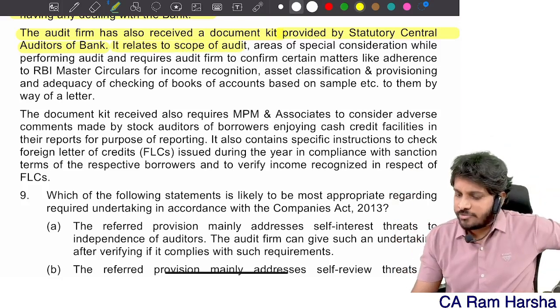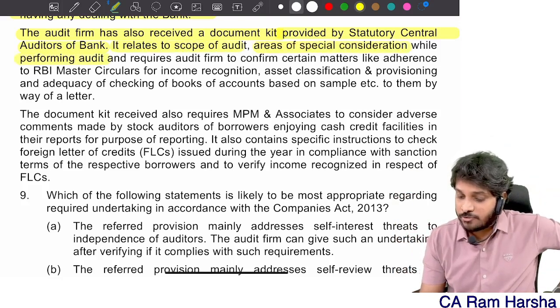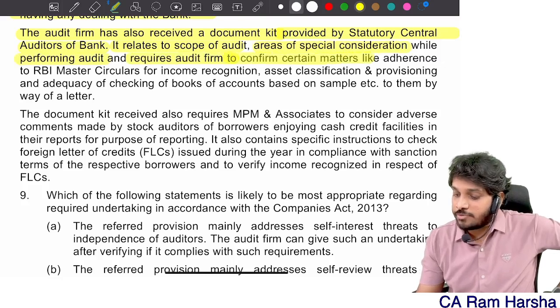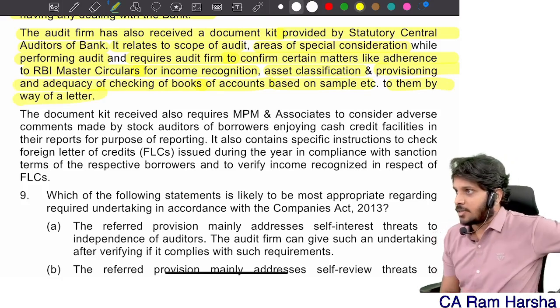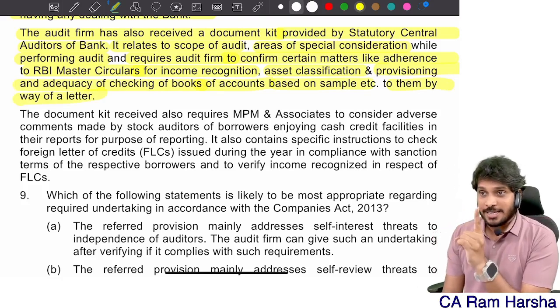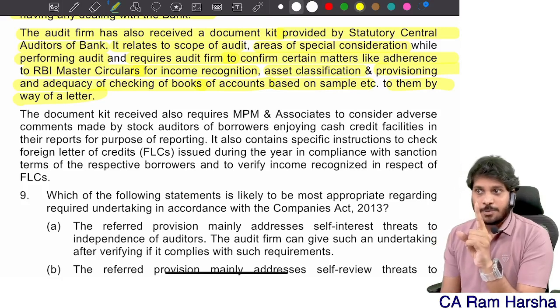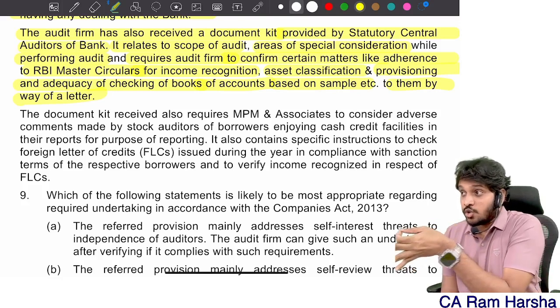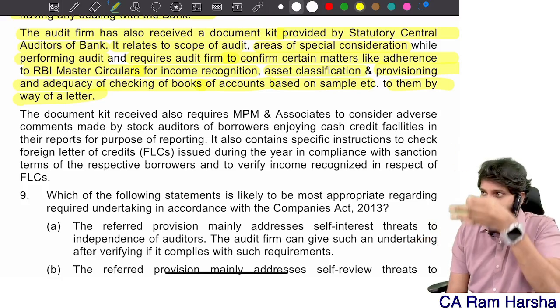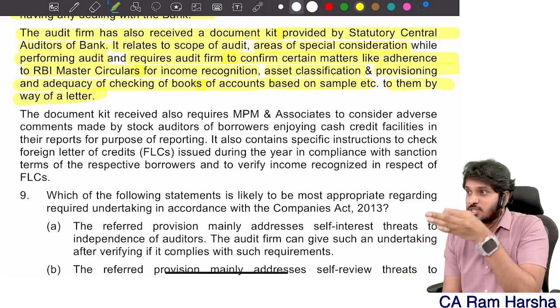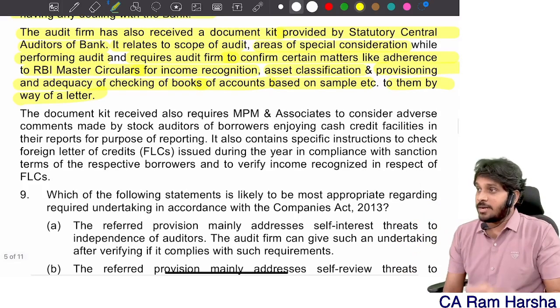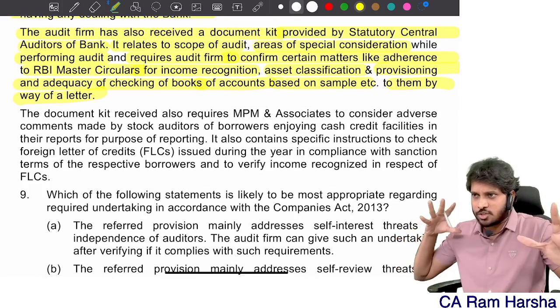It relates to the scope of audit and areas of special consideration while performing the audit, requiring the audit firm to confirm certain matters like adherence to RBI circulars for income recognition, asset classification, provisioning and adequacy of checking of books of accounts based on samples, by way of a letter. The principal auditor can send this to other auditors. The principal auditor can request another auditor to confirm compliance with certain procedures required by law or regulation, instruct other auditors on areas which require special consideration, and describe the scope of audit.